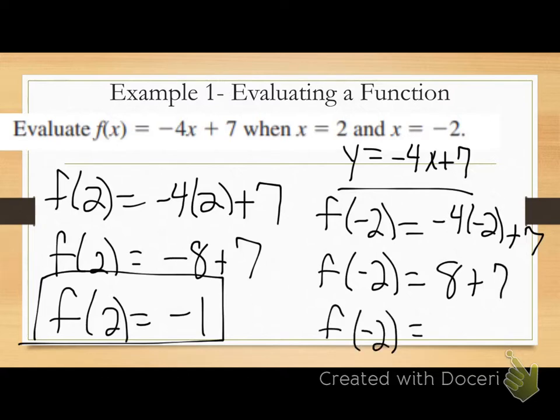8 plus 7? 15. So the value of f of x is 15 when x equals negative 2. Pretty easy? So the f of x doesn't mess with the equation at all? Nope. We just treat it like y. So f of x is being treated as one variable. We don't treat it as two separate variables. Okay, even though it's two letters, it's f of x, the function at x. Okay? Questions on example 1?